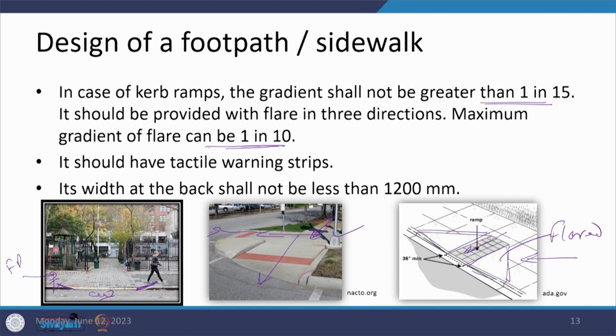One another aspect which needs to be taken care of is that when you are trying to provide this type of a system at this location, a minimum width of 1200 mm should be available at the back of the ramp, so that the pedestrians can pass in the two directions. Two pedestrians can use this particular width of 1200 mm simultaneously.